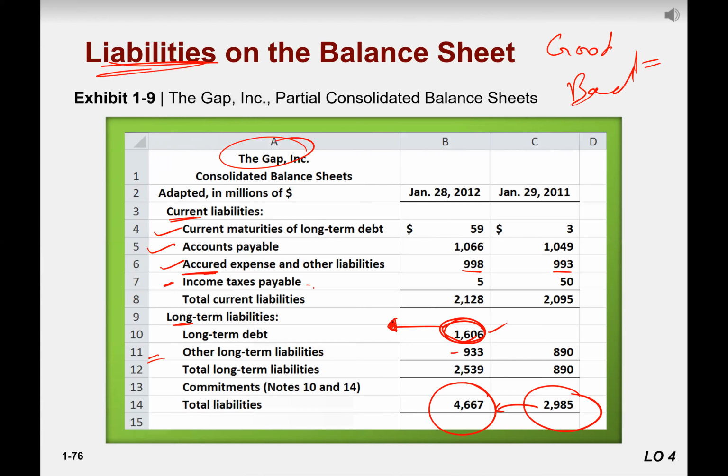Okay, let's talk. This means that this year you have to pay the long-term debt, right? 1,606. No, it's a long-term debt. It means the loan from the bank is 1 billion, you took it this year. Okay. So this much you have to pay within the year.